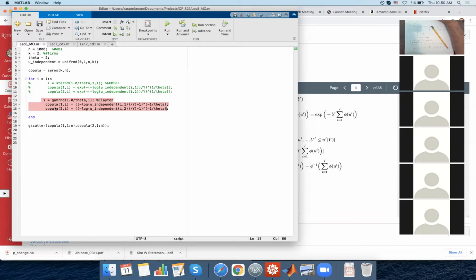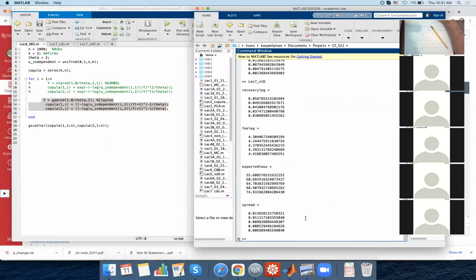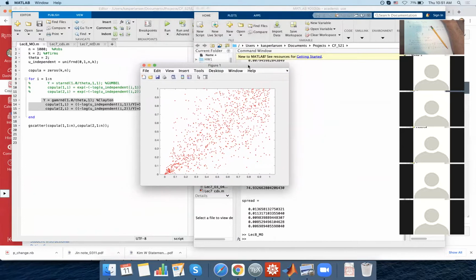There is a formula for doing this, and just to give you an idea about how much time it takes, run it, and there we have 1,000 points coming out from the Clayton copula in 2 dimensions. And you can see there's a lot of activity down in the lower left corner. And then it spreads out. We have less activity in the upper left and lower right.